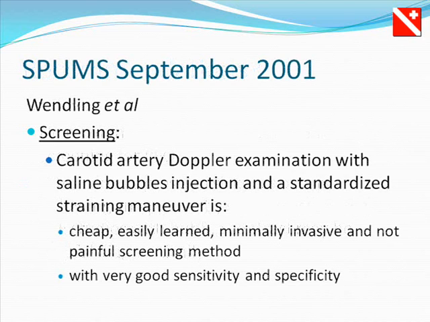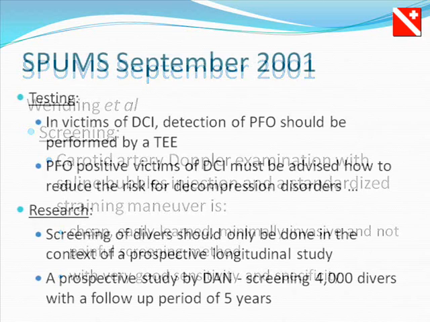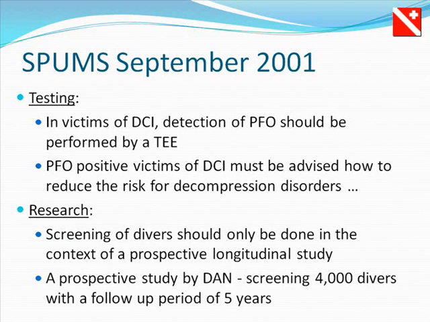As far as screening is concerned, in the SPUMS meeting, Jörg Wendling recommended the carotid Doppler, which is what you saw with Tino Balestra, because it's fairly cheap and fairly simple. If you want to have specificity, then it's a TEE. And if you want to do screening, well, it's probably better in a research protocol.